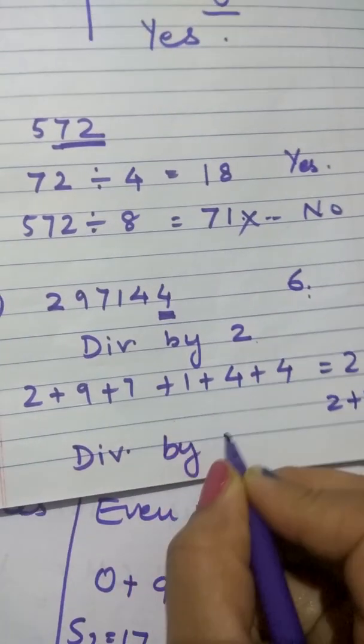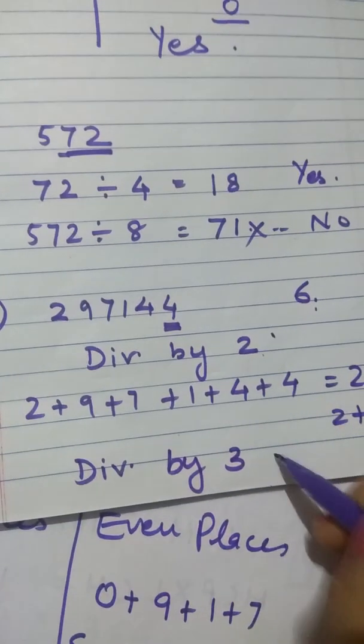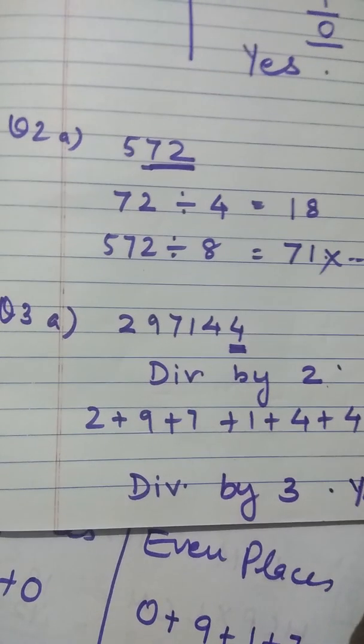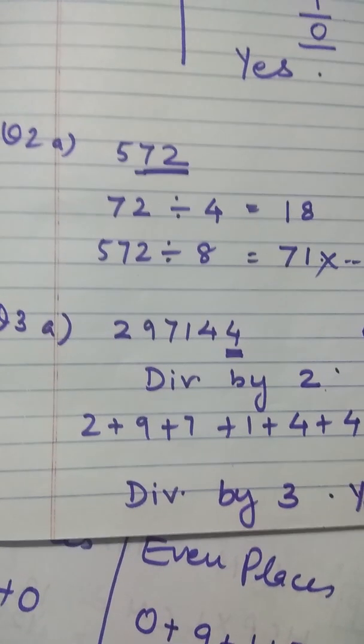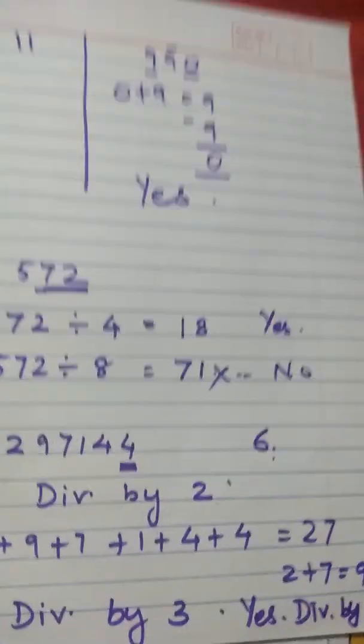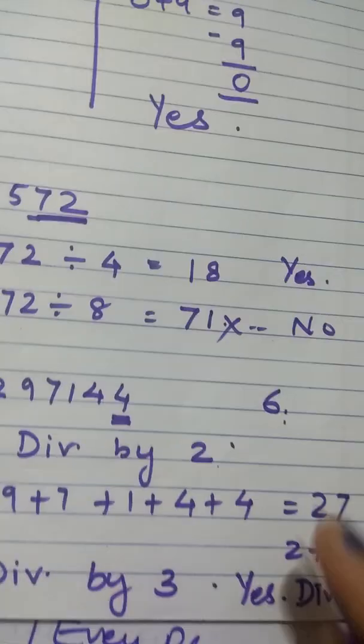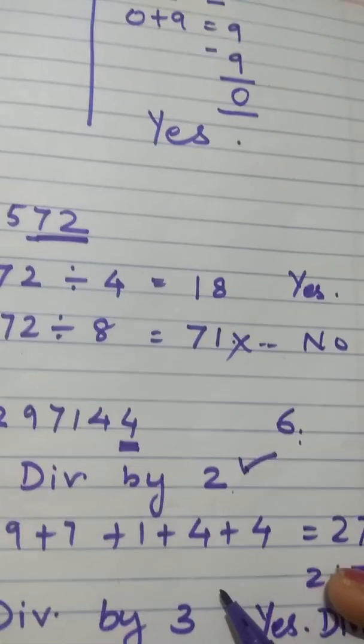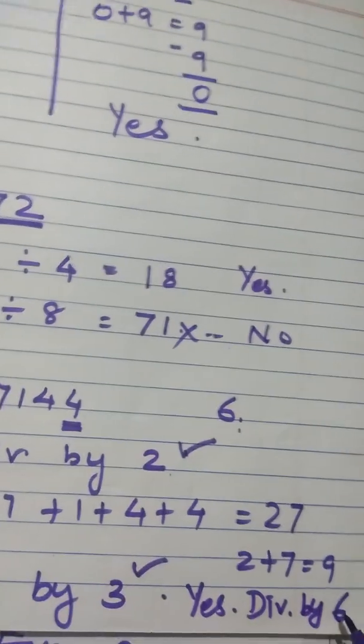So I get it is divisible by 2 also and 3 also. So yes, the number will be divisible by 6. It is divisible by 2 also and it is divisible by 3 also. So it will be divisible by 6.